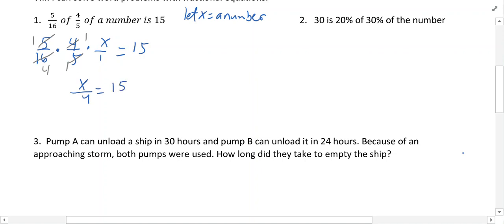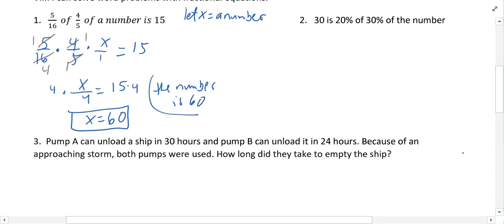Now in order to get x by itself, since I have 4 in the denominator, I can multiply both sides by 4. So I get x equals 60. So you could say the number is 60. All right, let's go to number 2.